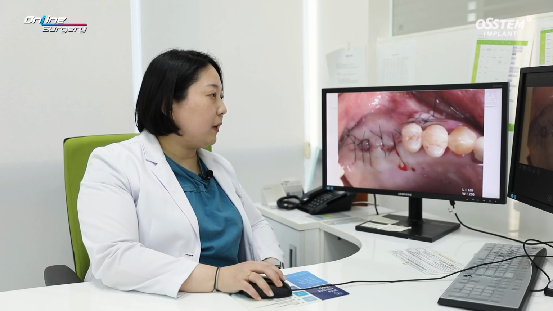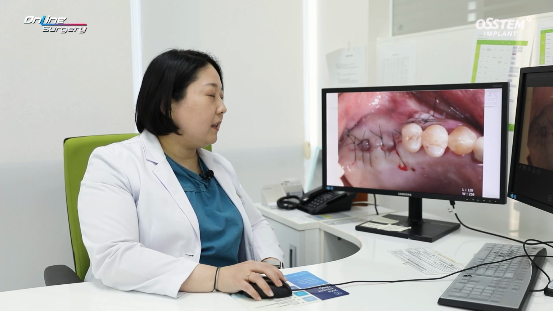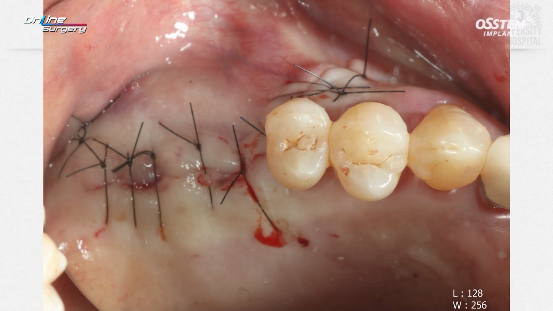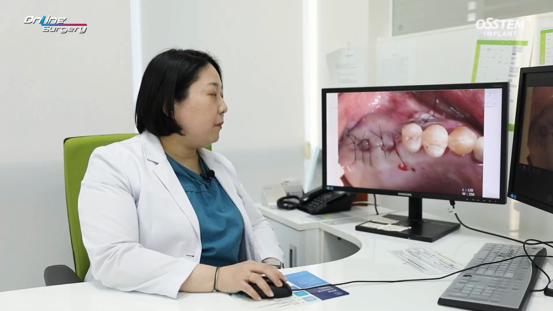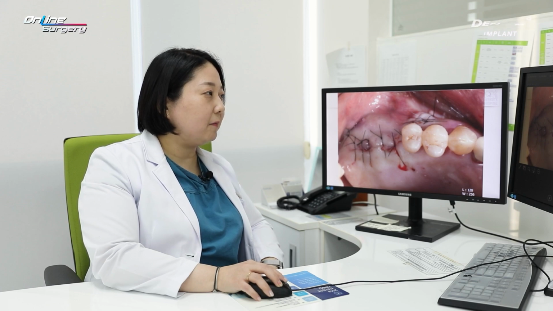Sutured after surgery. As I said before, at number 17 position, the implant stability was low, so a healing abutment was not connected. The implant was submerged and left to heal. Sinus grafting with lateral approach doesn't require two-stage implant placement. With good stability, a healing abutment can be connected.